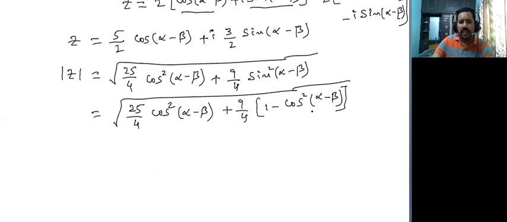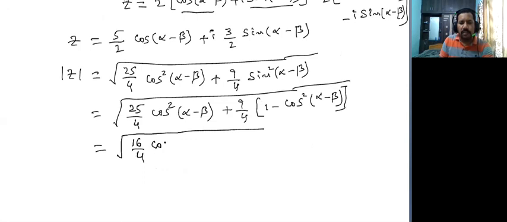Now simplify this. How many cos square terms are there? 25 by 4 minus 9 by 4. 25 minus 9, how much? 16. That is under root 16 by 4 cos square alpha minus beta plus 9 by 4. Now we need to find the minimum value of mod z and the maximum value of mod z.